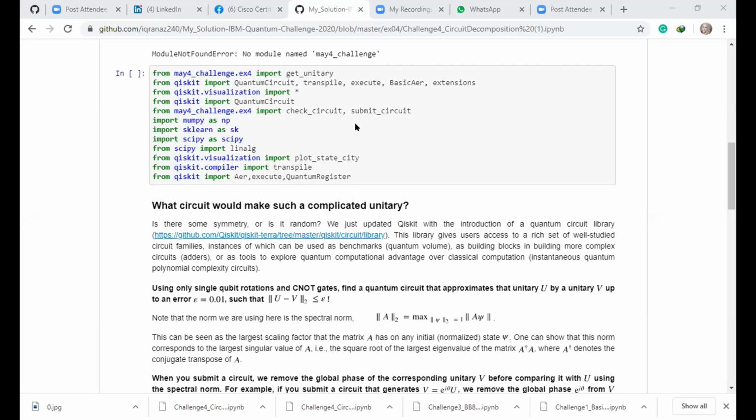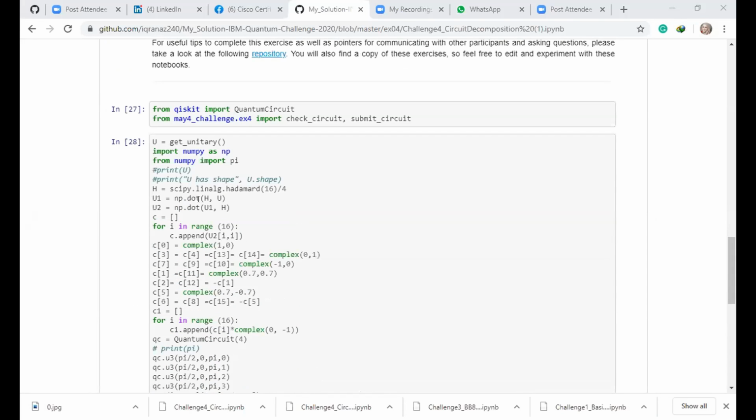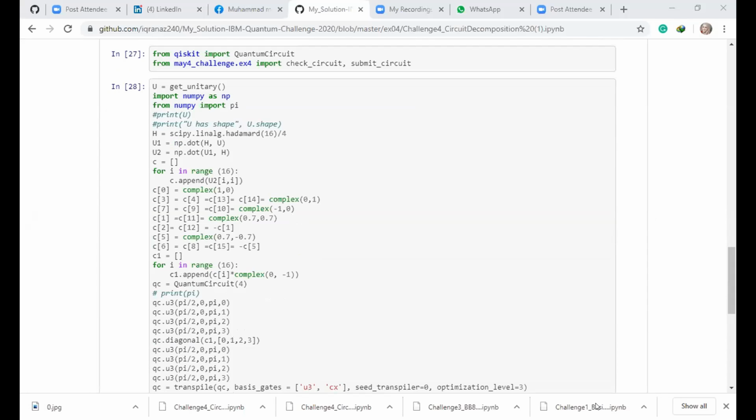First of all, we were given the unitary, and that was a 16 by 16 matrix, and we have to perform all the operations on our unitary matrix. We have imported all the necessary libraries from Python, and then let's start with the code. First of all, we were given a unitary. You can see here, get_unitary is already defined as a 16 by 16 matrix.